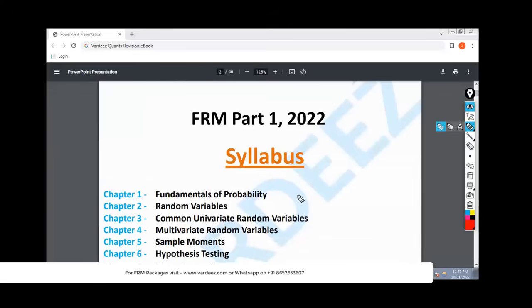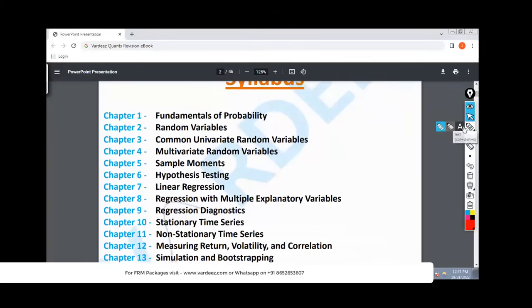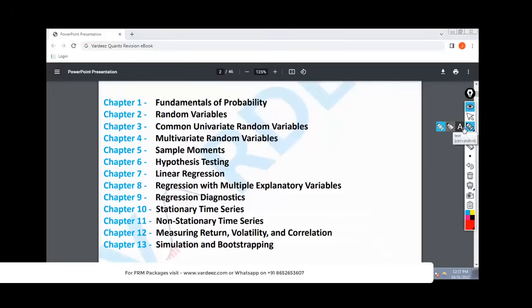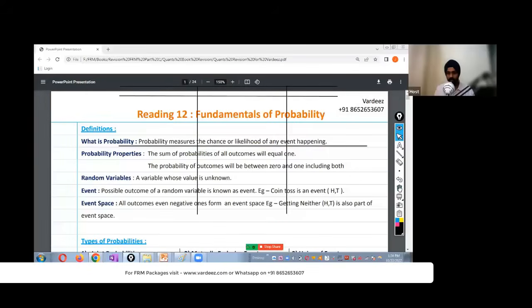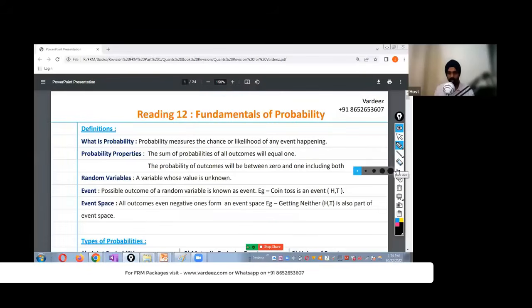Alright, so here's the syllabus for the FRM part 1. All the 13 chapters are included in this revision ebook that we've created, and for all the chapters you will see the videos. So let's begin with the very first reading. Today we're going to be talking about the first chapter, the fundamentals of probability, and we're going to be revising it. So let's see what this chapter has to offer to us.